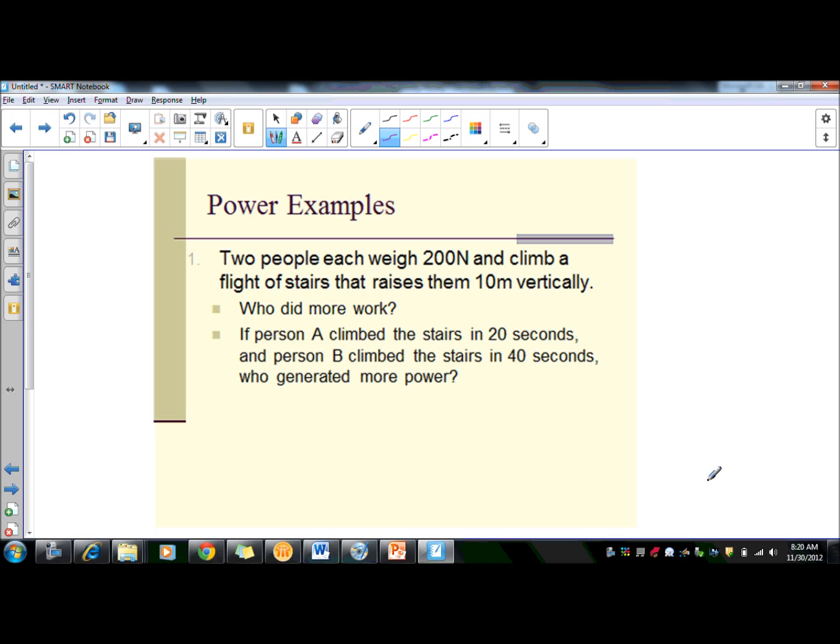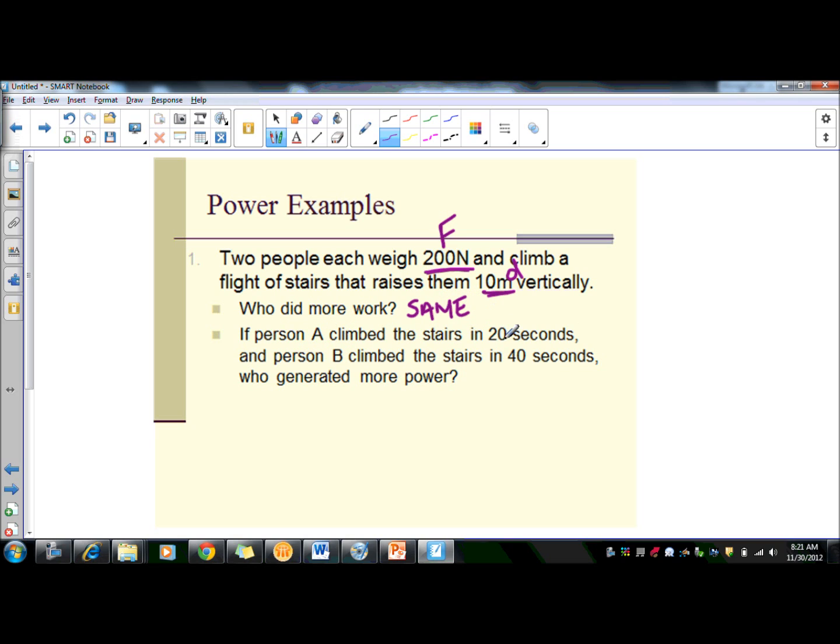So 2 people each weigh 200 newtons and climb a flight of stairs that raises them 10 meters vertically. So the first question is, who did more work? Well, if we have 2 people who have the same weight, then this weight is how much force they had to apply to move. So this is our force. And they each go 10 meters, which is our distance. Since both are the same, they do the same work.